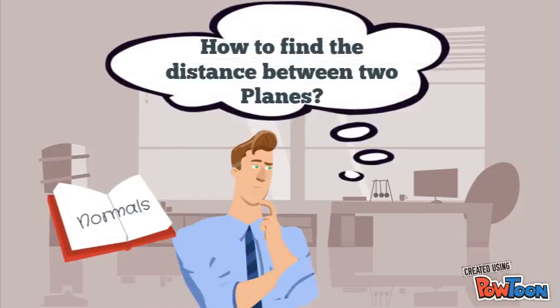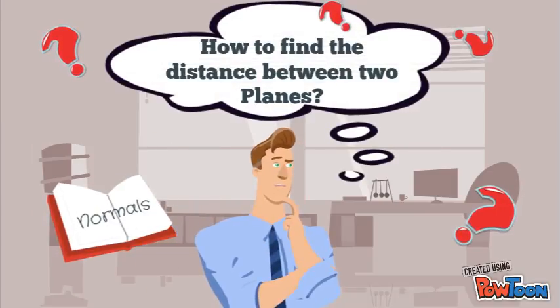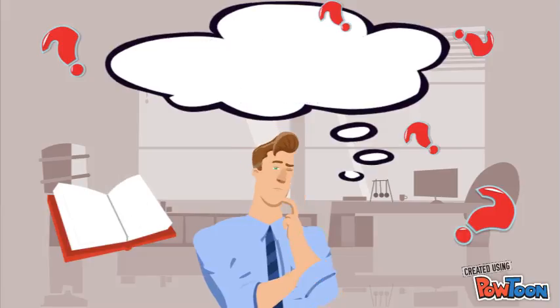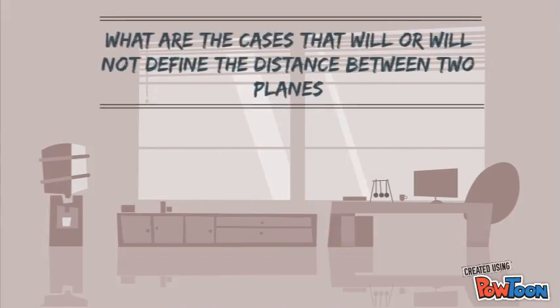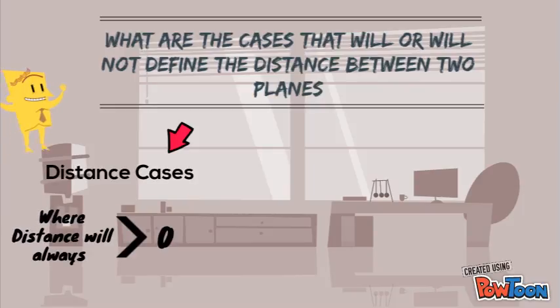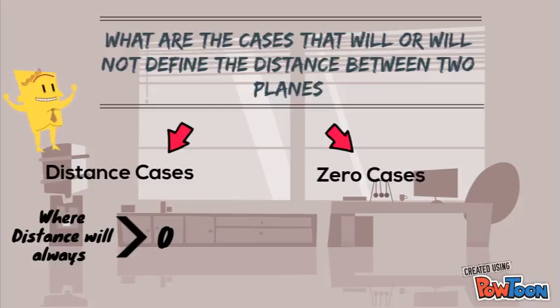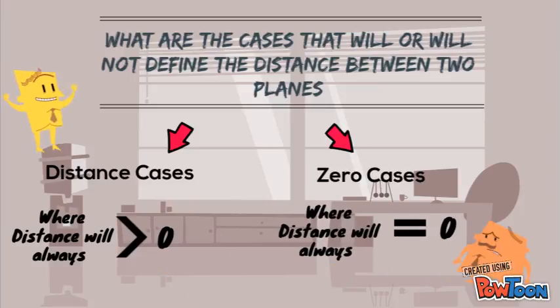How to find the distance between two planes. First of all, I'm going to elaborate on two cases that define distance and do not define distance between two planes. For the first case, the distance cases describe the magnitude of distance will always be above zero. While for the second case, the zero cases state that the magnitude of distance will always equal zero.